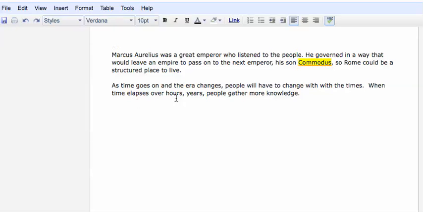When time elapses over hours and years, people gather more knowledge. Both of these sentences are now clear, but they parallel one another. And maybe on a formal essay, you don't want to do that.